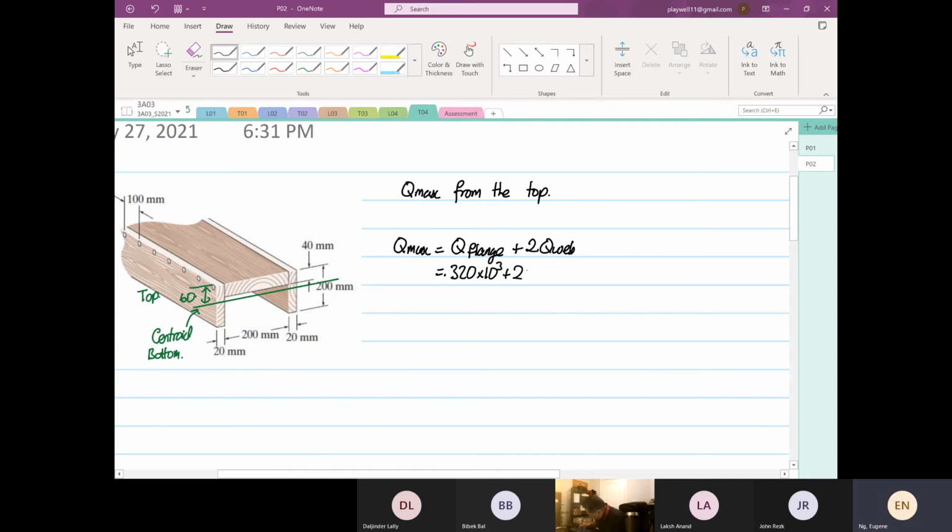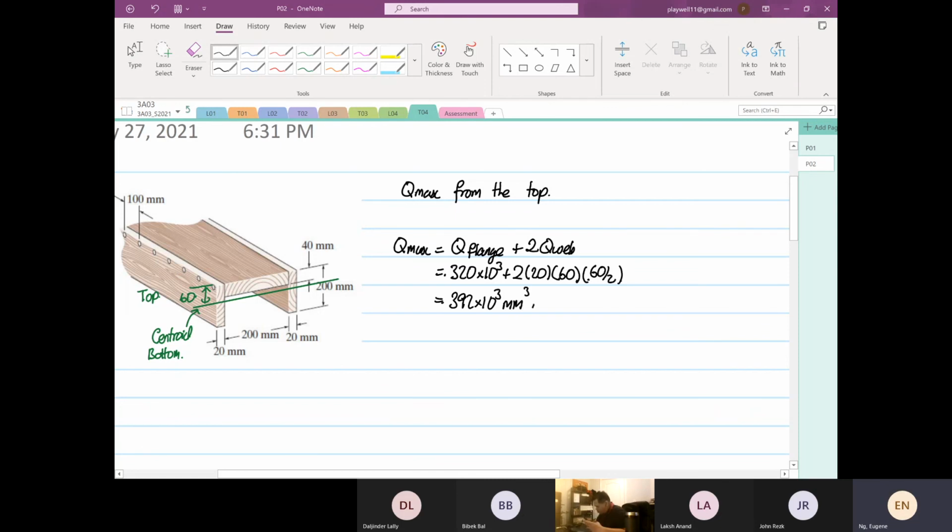Plus twice. So the width is 20. The depth is 60, because the first moment of area cannot cross the centroid, remember? So multiply by 60 divided by 2. This will come out to be 320 times 10 to the power 3 plus 2 times 20 times 60 times 30, which is equal to 392 times 10 to the power 3 millimeter cube.